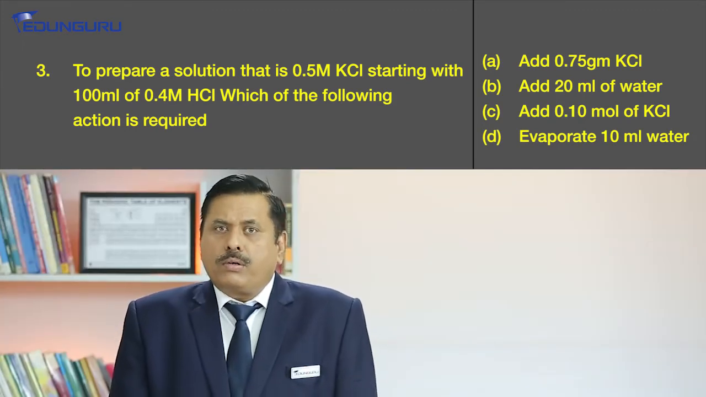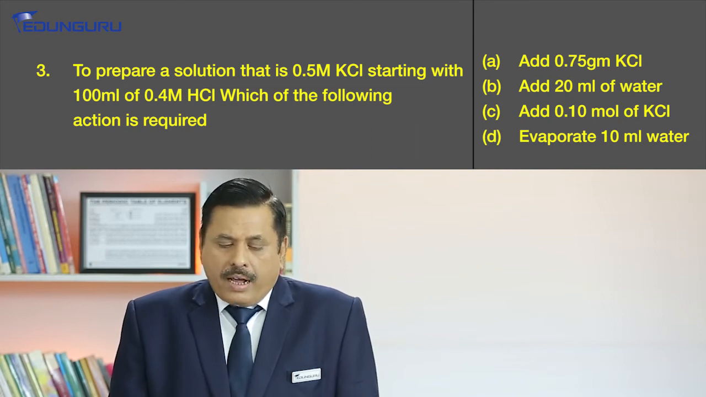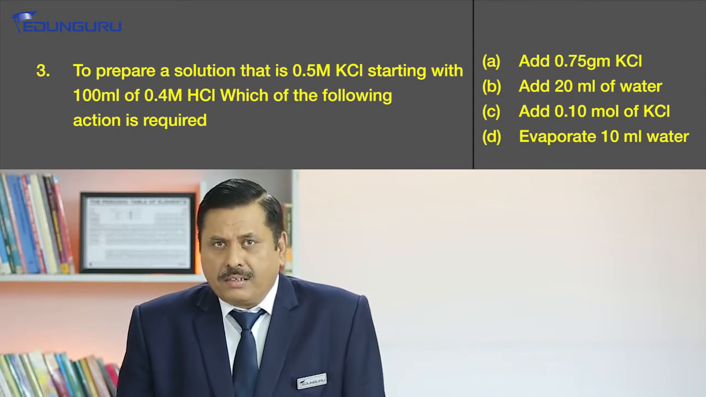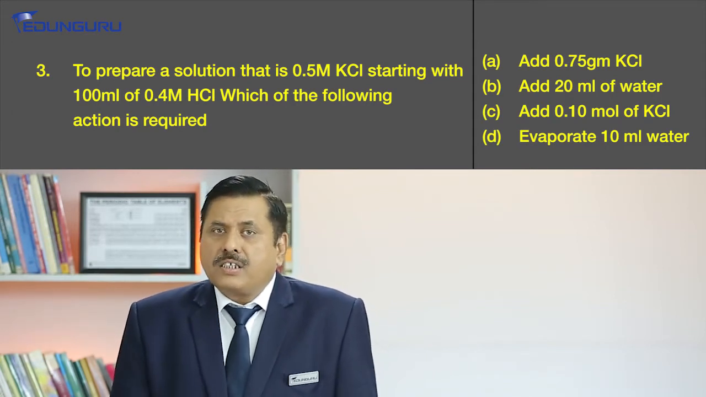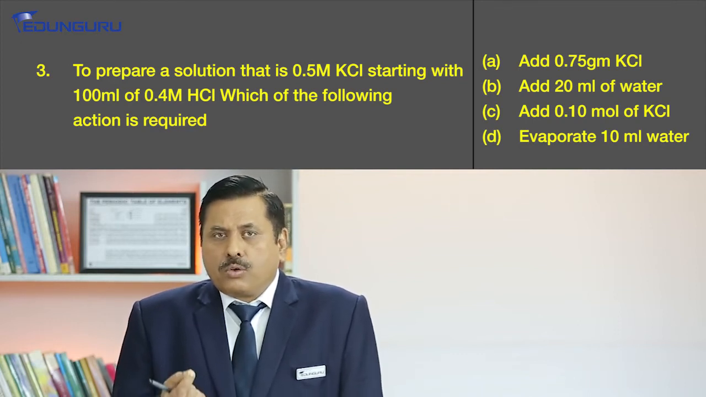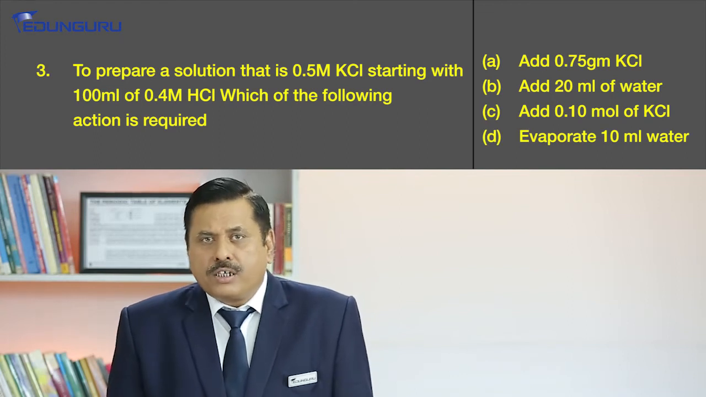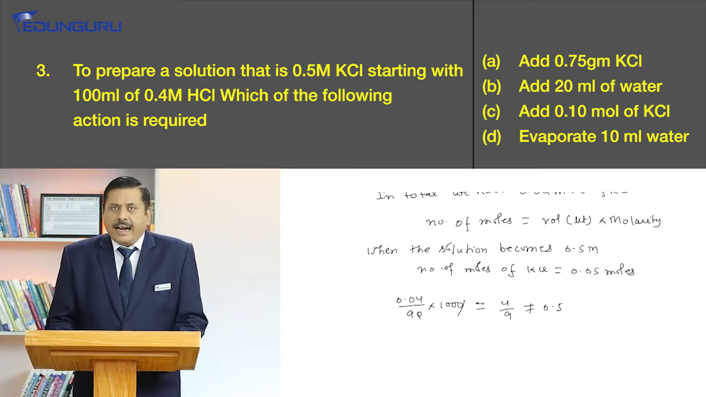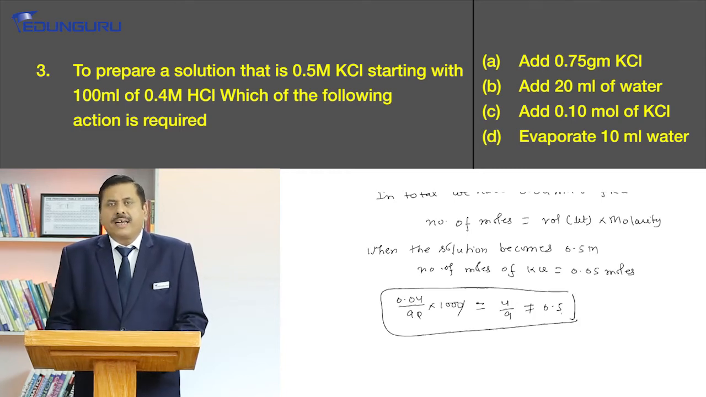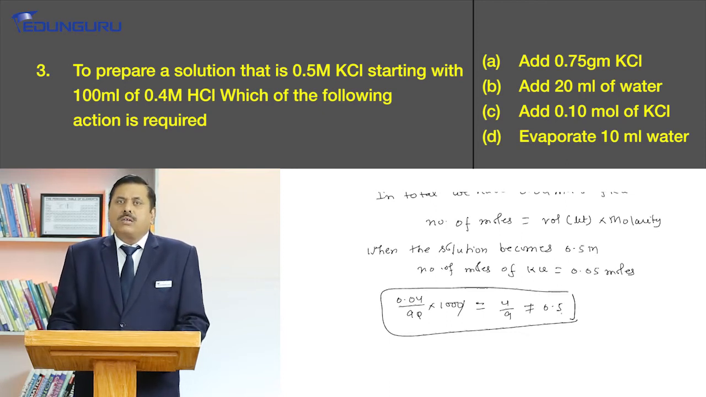Option D is also ruled out because evaporating 10 ml of water will of course increase the concentration, but how much will the increased concentration be? We know that the total number of moles present is still 0.04 and the volume is 90 upon 1000 liters, which gives us the new molarity as number of moles upon volume in liters. We can very easily mentally calculate that it is not going to be 0.5.